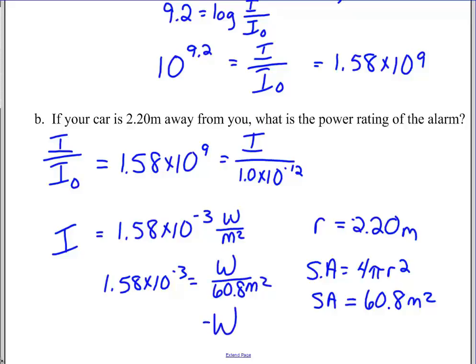And my power rating then is not very big. It's 9.6 times 10 to the negative 2, or 0.096 watts. So even though it's making kind of a loud noise, it's not a very powerful alarm.